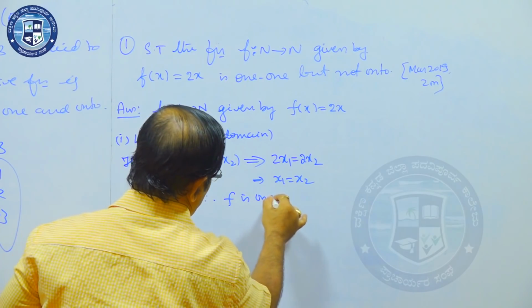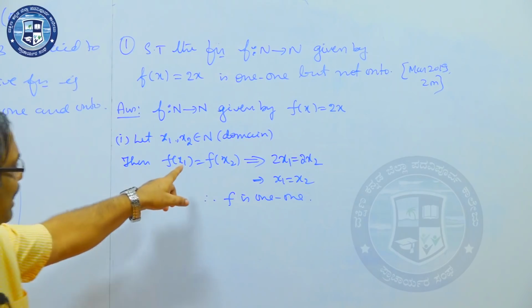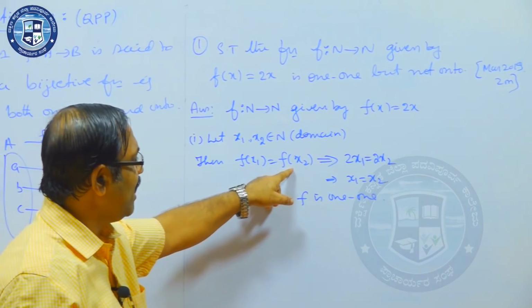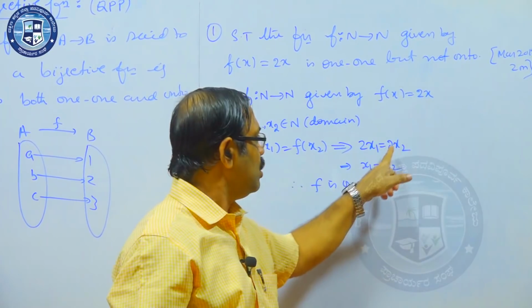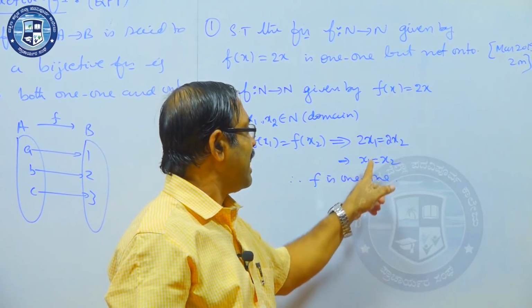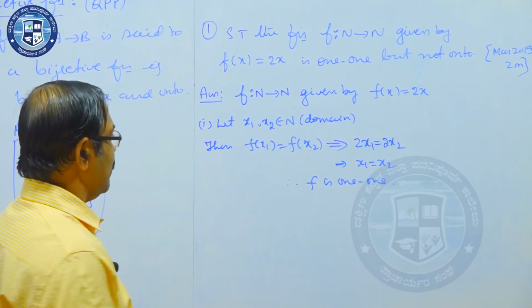Therefore, what is the conclusion? f is one-to-one. Why? f of x1 equal to f of x2 means 2x1 is equal to 2x2. Therefore, x1 is equal to x2. Hence, f is one-to-one.